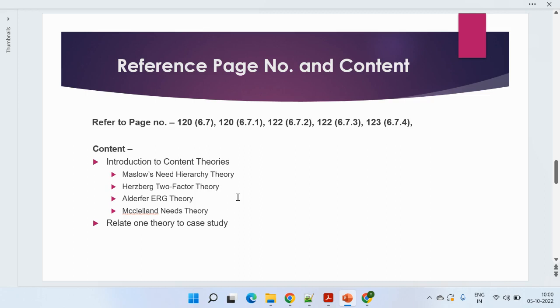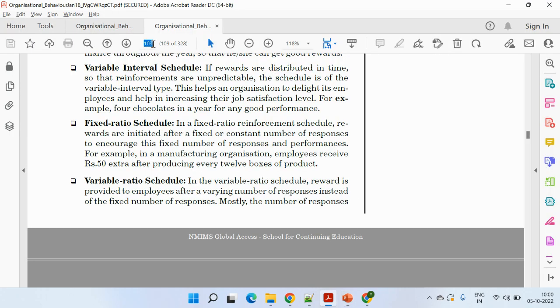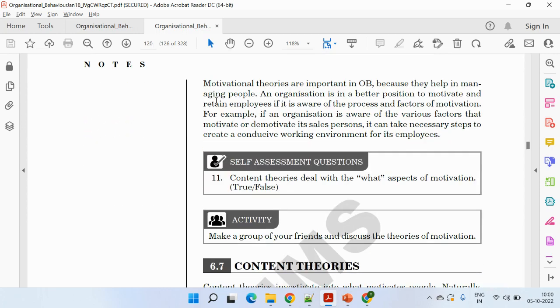Every person has a different thought process. Every theory can be fitted in any case. It depends on how you explain it. Let me show you how this can be related. So firstly, go to page number 120. Firstly, we just give an introduction about the content theories.